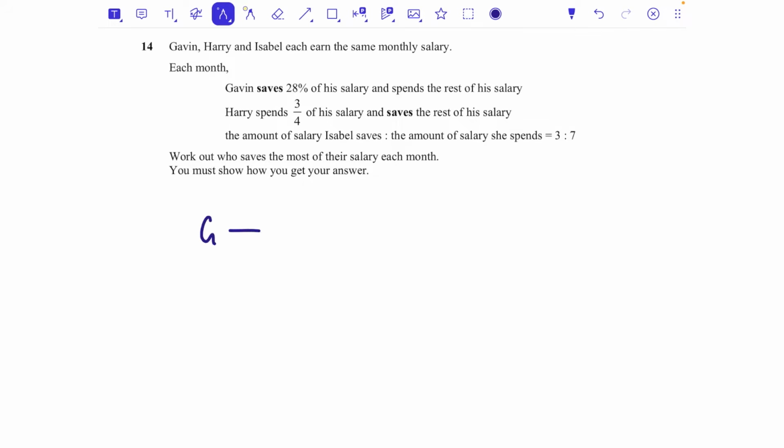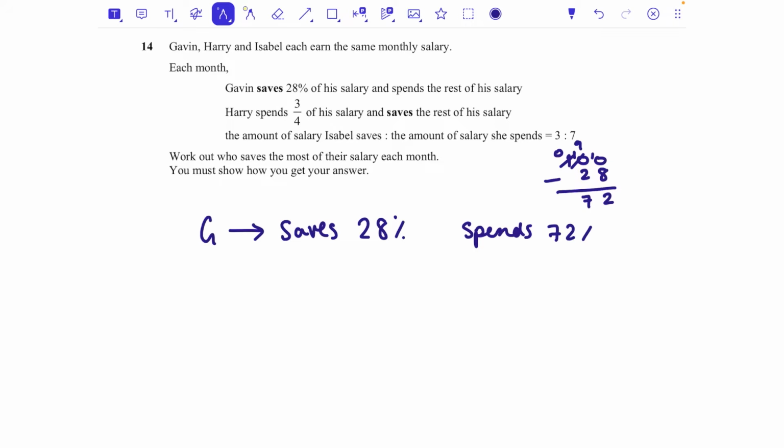So Gavin, he saves 28%, which means that he spends the rest, and the rest is going to be 100 take away 28. We know percentage is out of 100. Now, if you've got more on the floor, borrow from next door. I can't borrow from that 0, so I'm going to have to borrow from here. Make that a 10. Then borrow from there, make it a 9 and make that 10. 10 take 8 is 2. 9 take 2 is 7. So he spends 72%. For Harry, he spends, I'm going to put it over here, 3/4.